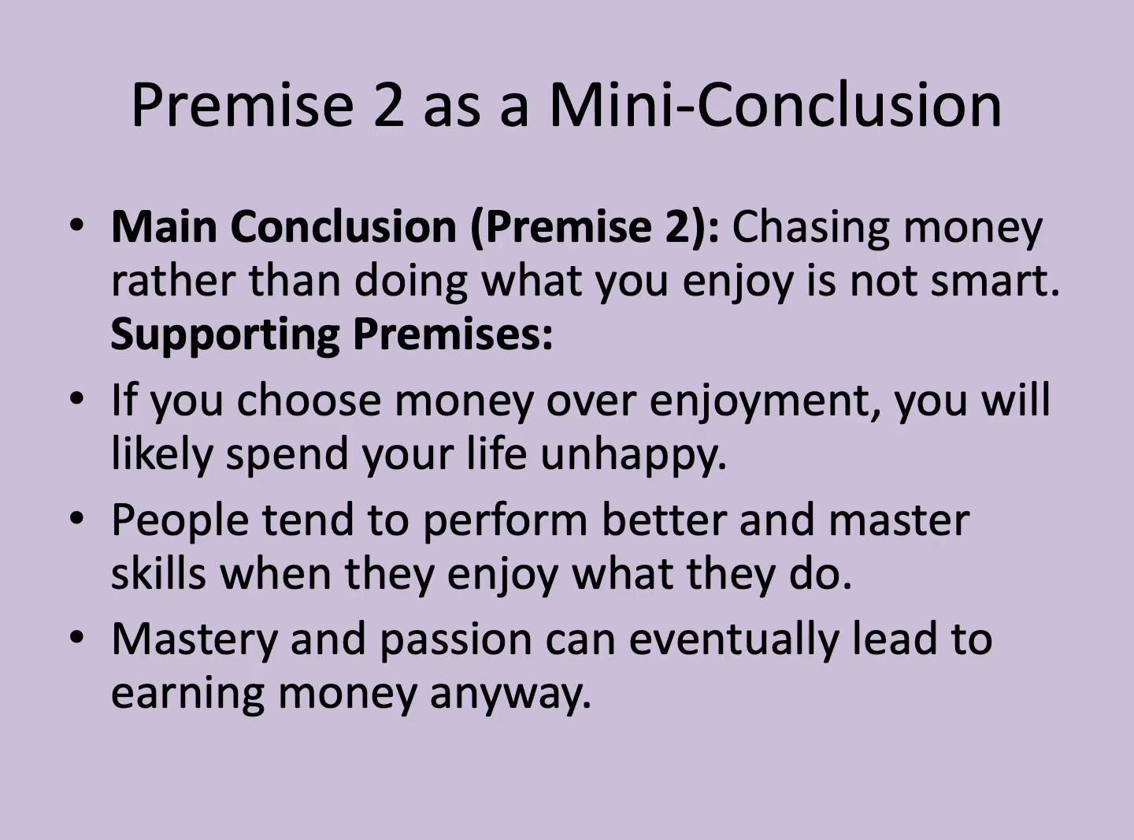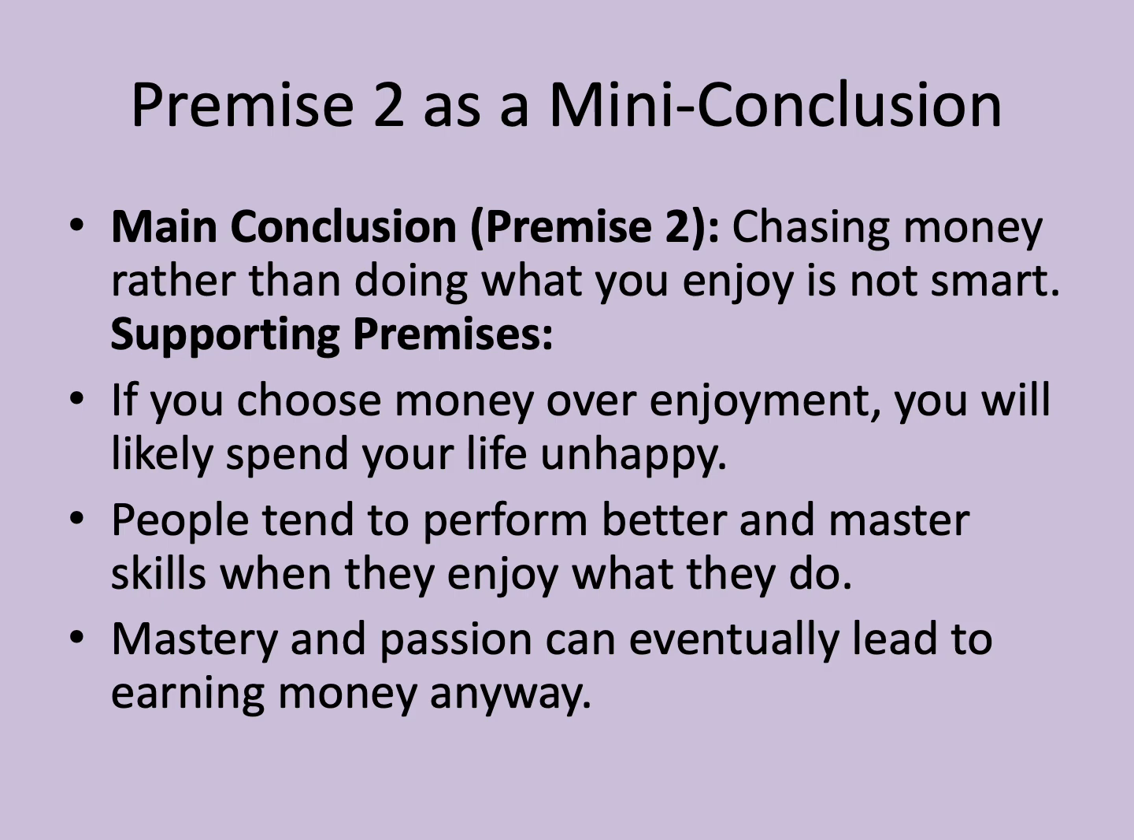Watts's second mini-argument focuses on wisdom. It's not smart to choose money over passion. He reasons that passion leads to mastery, and mastery can eventually bring financial reward. In other words, even if money matters, chasing it directly isn't the best strategy. The main conclusion for the second mini-argument, which is premise 2 in the big argument, is chasing money rather than doing what you enjoy is not smart.